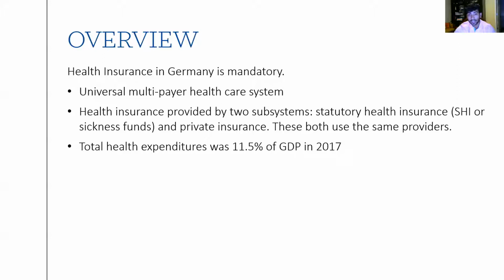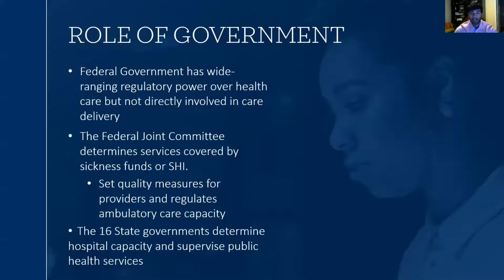Total health expenditures in Germany were 11.5% of their GDP in 2017. When you compare that to the US, which spent 17% of its GDP on health consumption. So, the role of the government.